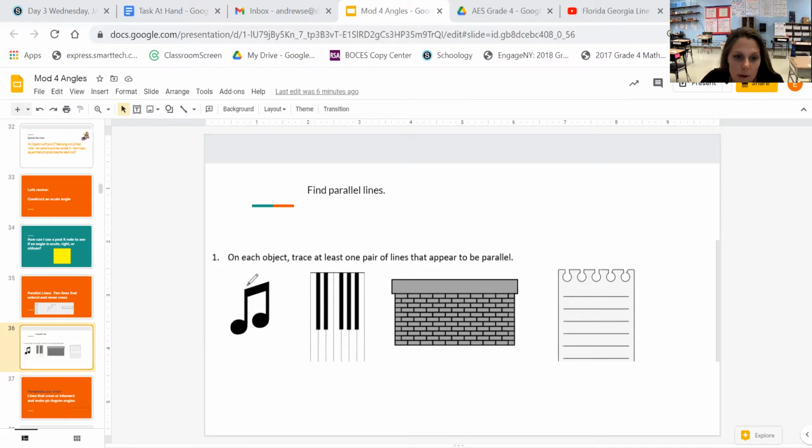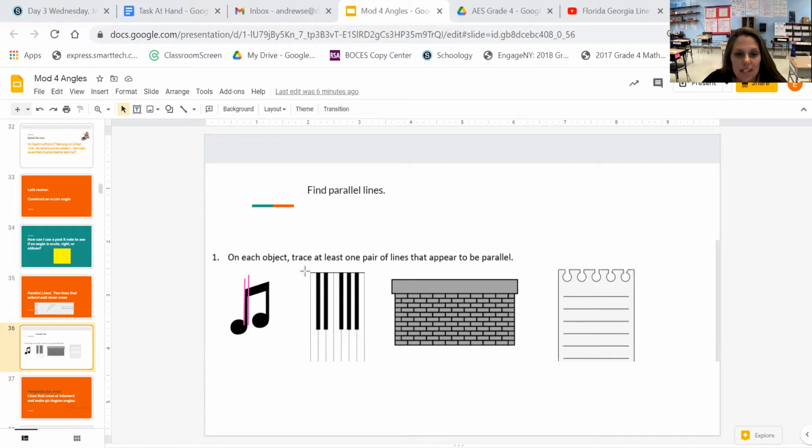So for example, we have this line here. We'll pretend that's straight. This line here is parallel to the line next to it. They're never going to cross. They will never meet. They will never touch. Take a second and let me know when you're ready to tell me these other ones.